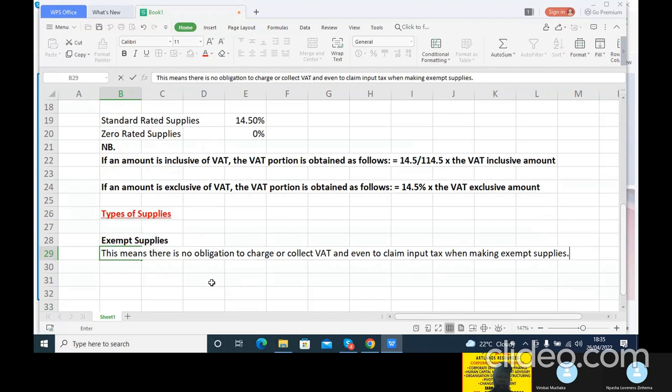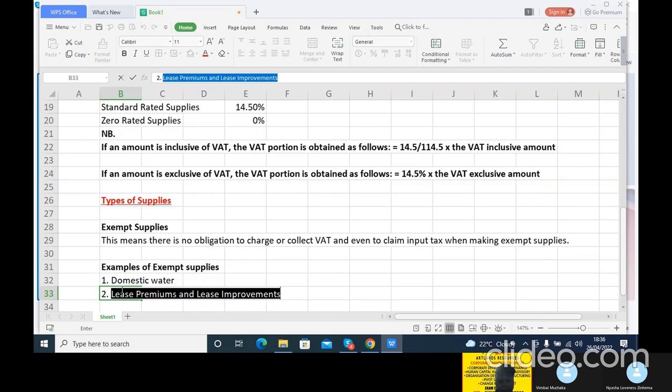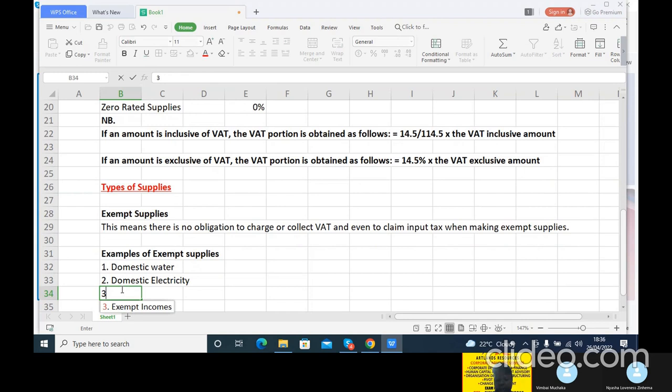Examples of exempt supplies. I'm just going to give you a few examples here. When you see these, know for sure that these are exempt supplies, like number one, domestic water. So when you are receiving water, check the water bill, you notice there is no VAT. Domestic electricity. If you check well, you notice there's no VAT on domestic electricity.